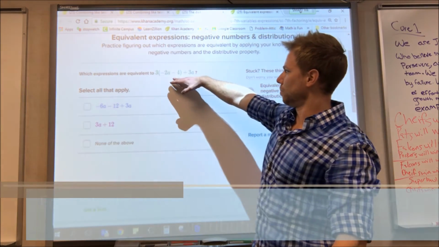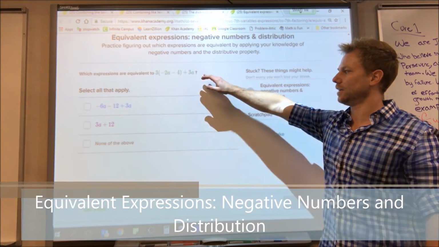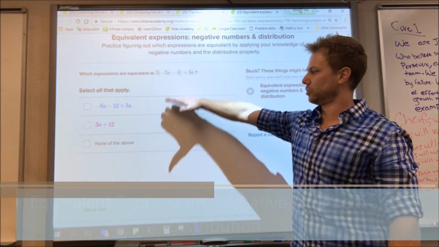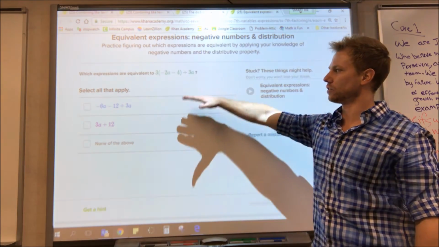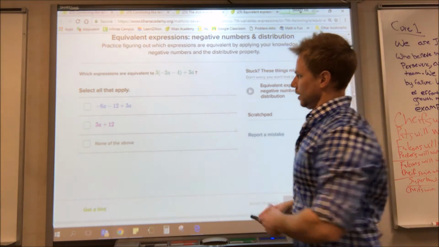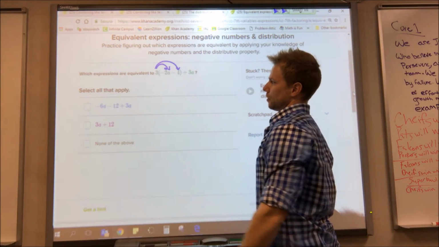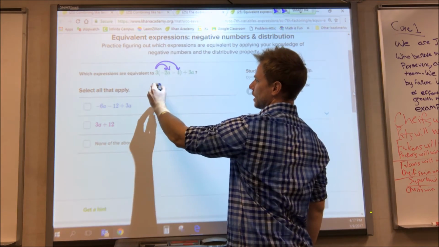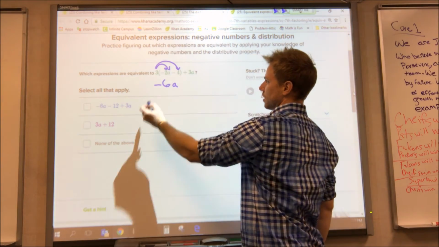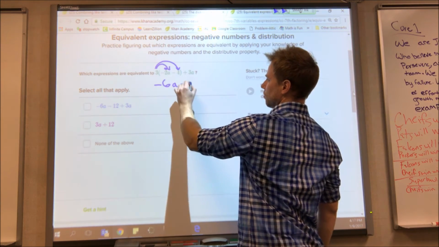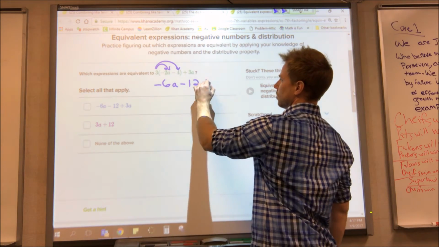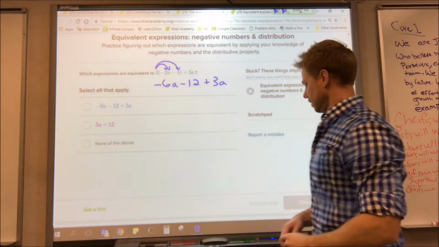Alright, here we need to simplify, distribute, add like terms, and then figure out which one of these would give us the same answer. Okay, so we have a 3 in front of the parentheses. We need to distribute that first. 3 times a negative 2a is negative 6a. 3 times a negative 4 is negative 12, plus 3a.